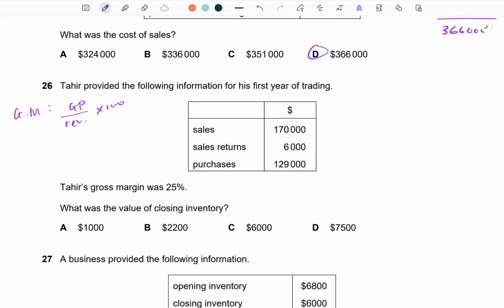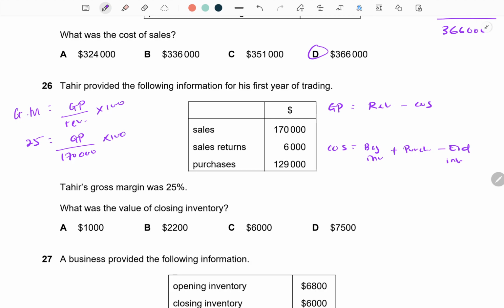Easier for you. Because later we want to find closing inventory. If you want to find closing inventory, we can find it inside the gross profit actually. Why? Because gross profit also can be revenue minus cost of sale. How to find cost of sale? Beginning inventory plus purchase minus ending inventory. So gross margin is 25. Gross profit we want to find first. Revenue is 170,000. Multiply 100%.